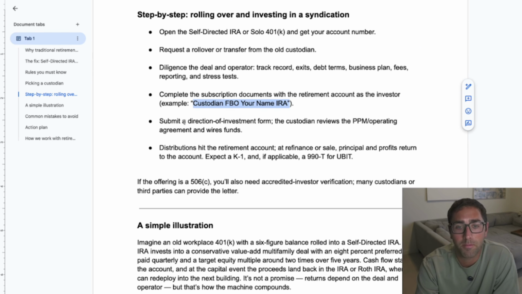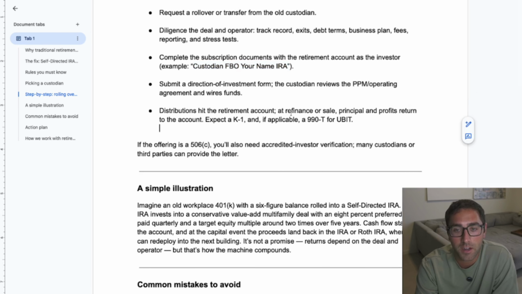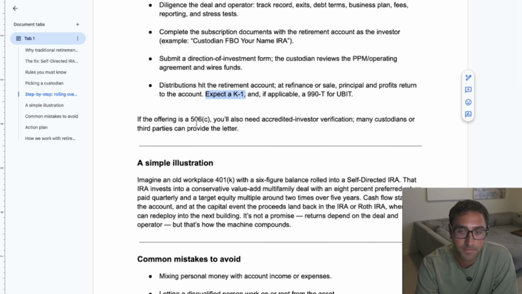Then you're going to submit a direction of investment form. The custodian reviews the PPM and operating agreement and wires funds. Distributions hit the retirement account at refinance or sale. Principal and profits return to the account. Expect the K1. We always give a K1. Distributions will go to that retirement account. And then when you sell or refinance, the principal and profits will return to that account.